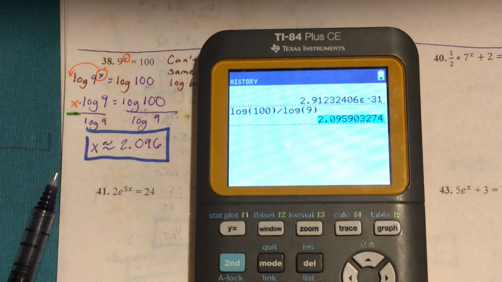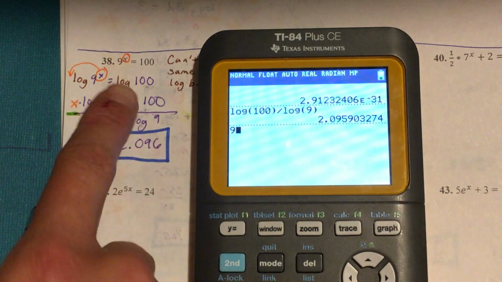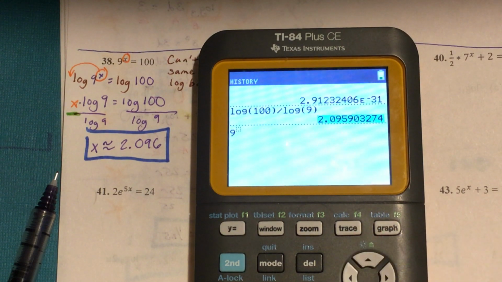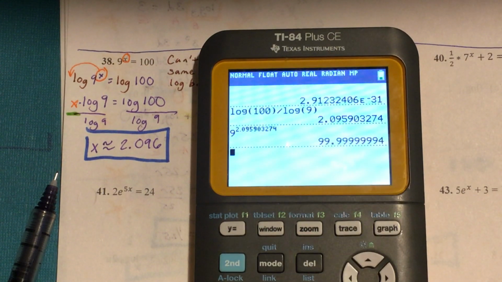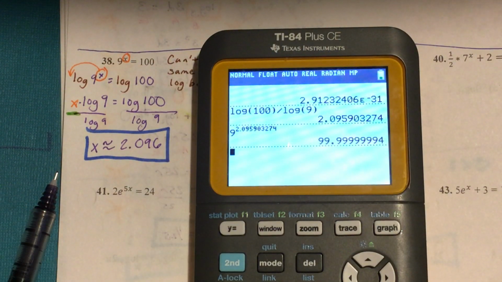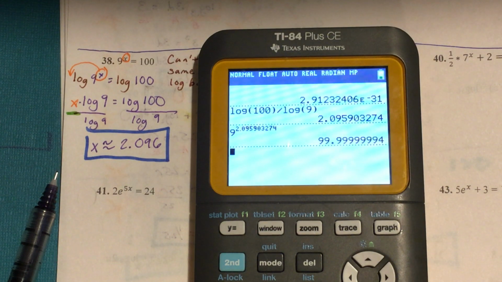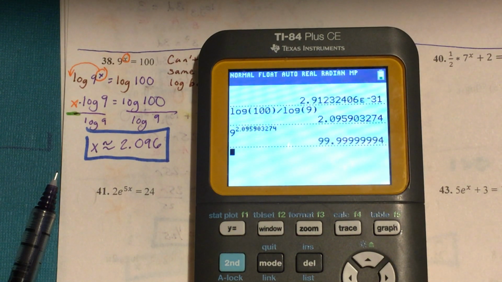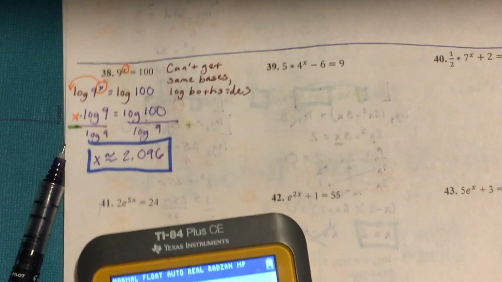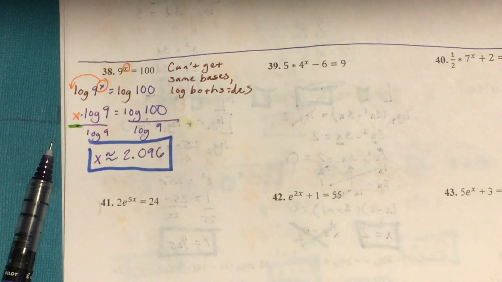2.096. Now, even though we don't have extraneous solutions, it's not a bad idea to just check for correctness here. If I plug this back in and do 9 to that power, using the stored value on my calculator, we see that it gets us very close to 100. So folks, when we encounter problems where we can't get the same bases, or we encounter base e or natural log, you are always going to round that out to 3 decimal places. If you can't get the same bases, you log both sides. Let's go ahead and look at number 39 next.